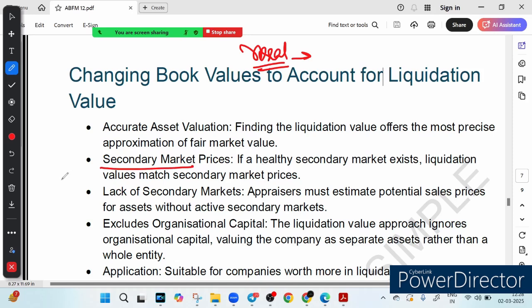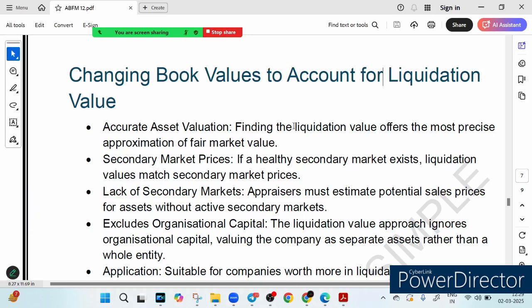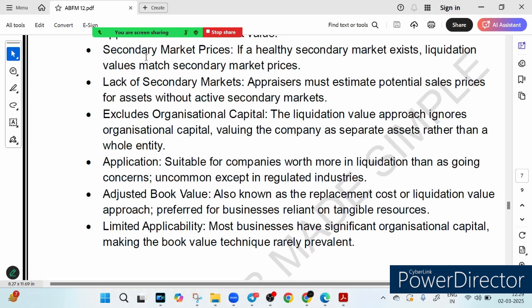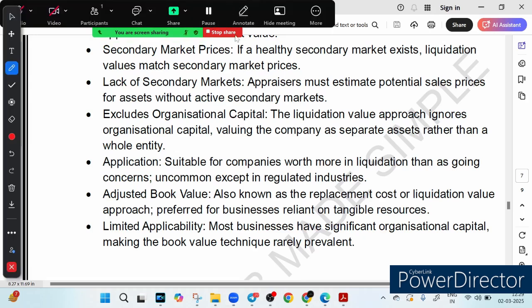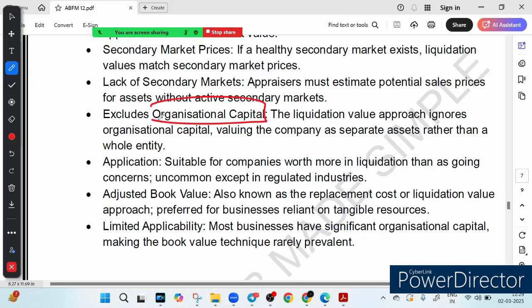What about an asset with no secondary market? So suppose an asset has no secondary market. Some assets are hard to sell, like custom built machinery. Here an appraiser estimates a price, but it's not always accurate. So they have certain disadvantage, lack of secondary market, right? So what does liquidation value ignore? Liquidation value does not consider organization capital, which means brand reputation, customer loyalty, right, and employee expertise. Instead, it treats the company as a collection of assets rather than a business that generates income.